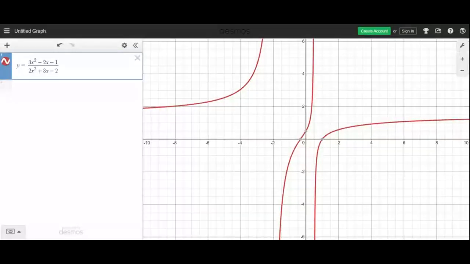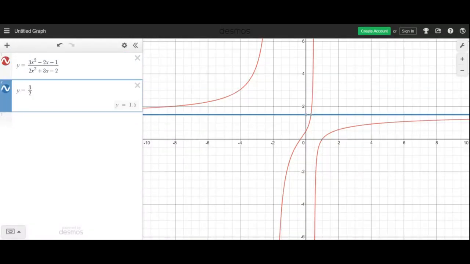All right, so there's our graph. If you remember, we said we should have a horizontal asymptote at y equals 3/2. So I'm going to go ahead and graph that equation, y equals 3/2. If you see that blue line now, as we go towards negative infinity and as we go towards positive infinity, our curve is going to approach that blue line, but it's never going to touch it. That's why we have a horizontal asymptote at y equals 3/2.